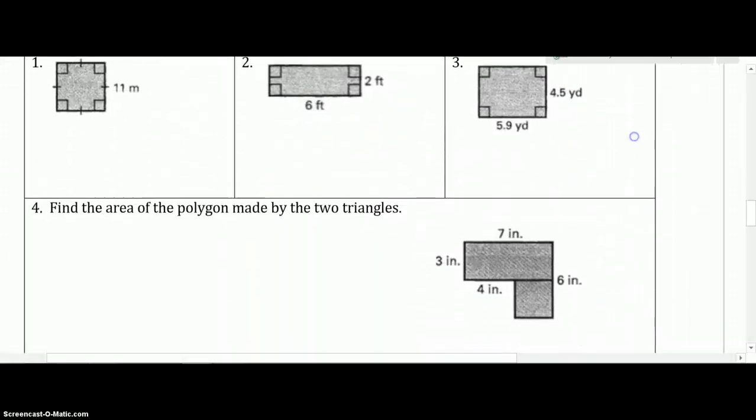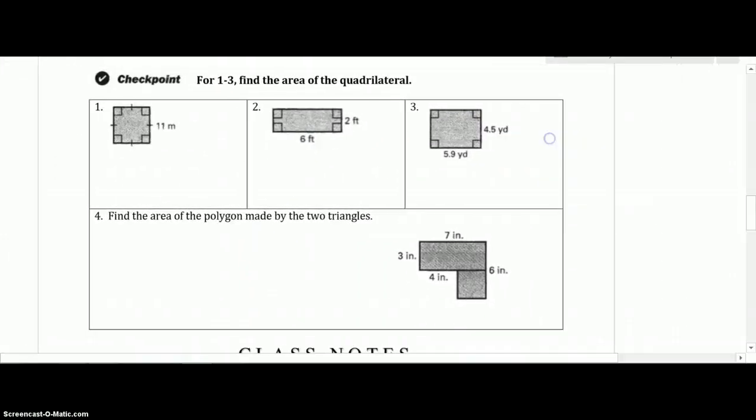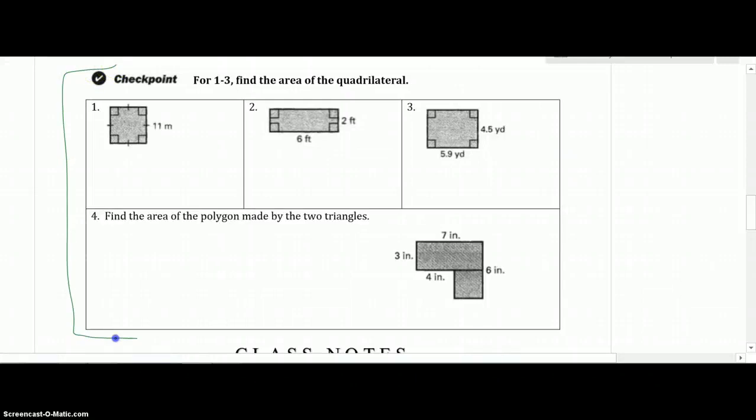Okay, you're now responsible for the checkpoint, and it looks like you just have 4 checkpoints here.